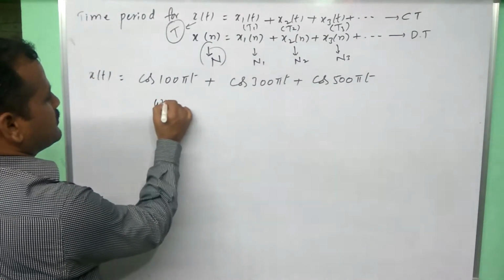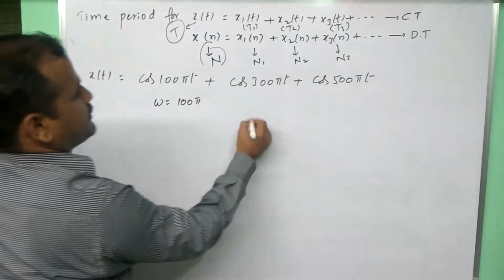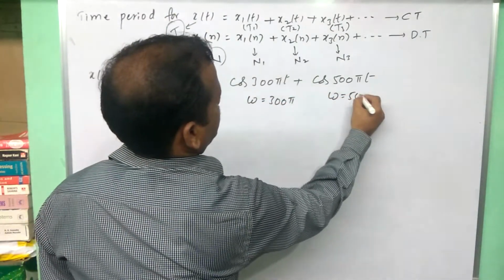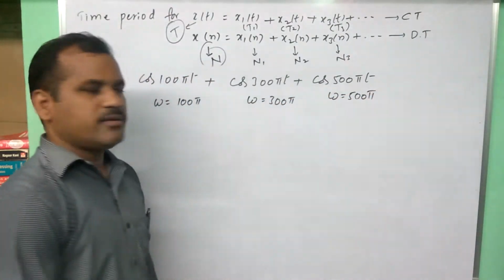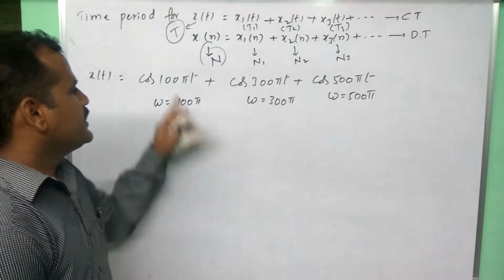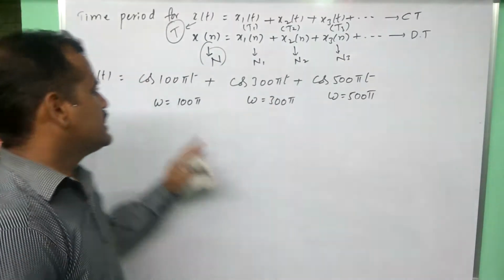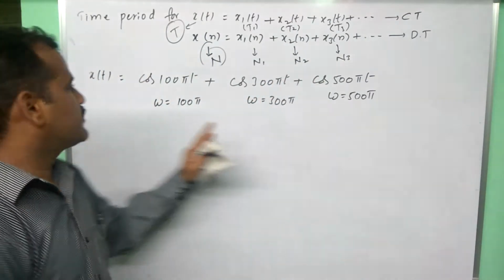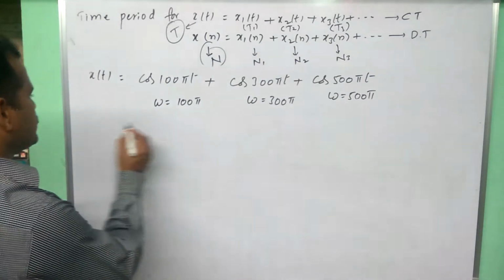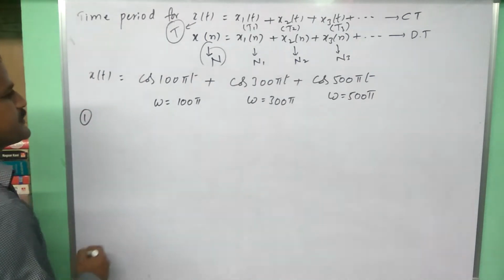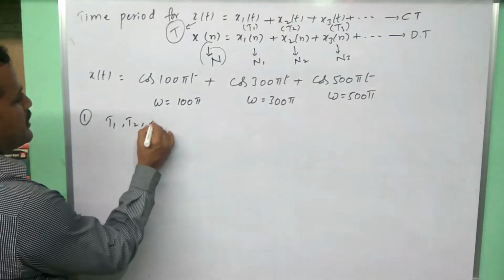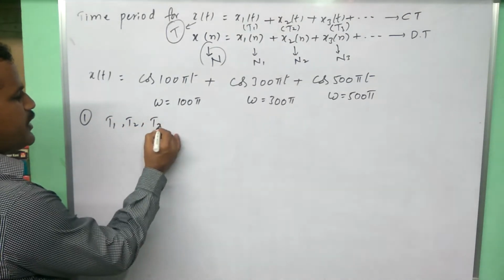Here omega is 100 pi, here omega is 300 pi, here omega is 500 pi. So we have individual frequencies and corresponding time periods, so individually all are periodic signals. For the sum of these three signals, we should confirm whether it is periodic or non-periodic. Let us consider the procedure. First, step 1: we should find the individual time periods, T1, T2, T3. Three signal time periods we have to find.